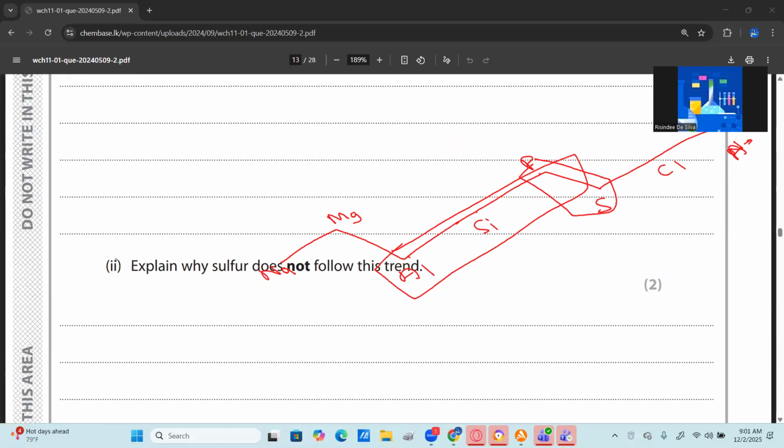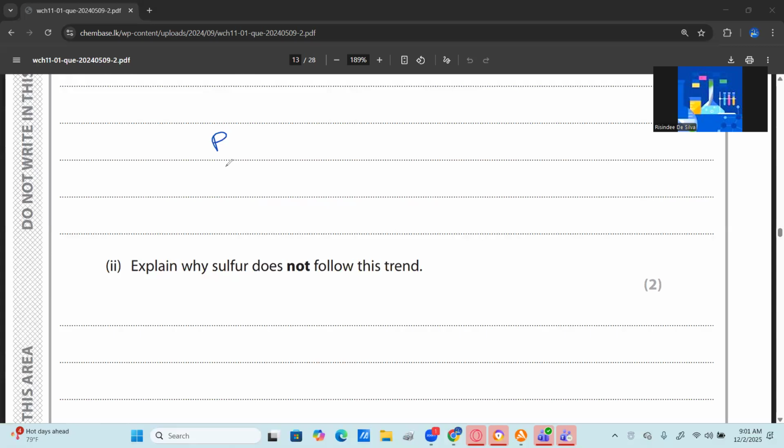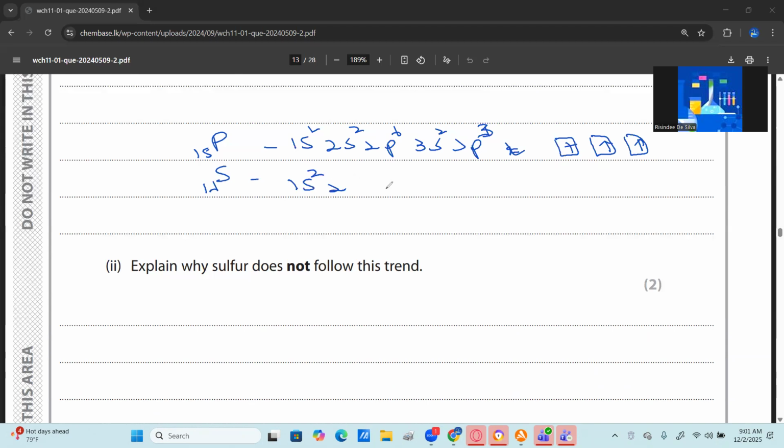The reason is you have to explain in terms of the electronic configuration. Phosphorus is 15, sulfur is 16. If I write it for phosphorus: 1s2, 2s2, 2p6, 3s2, 3p3. That means in the outermost shell, we have 3 p orbitals and all 3 will be singly filled. For sulfur: 1s2, 2s2, 2p6, 3s2 and 3p4. Then you can see it has a paired orbital.